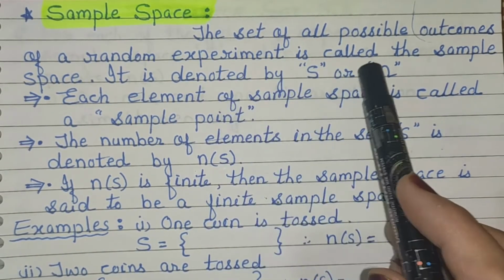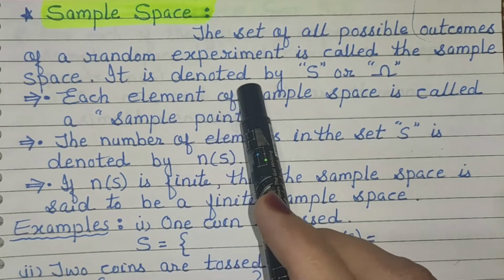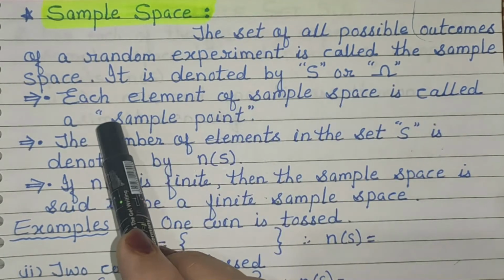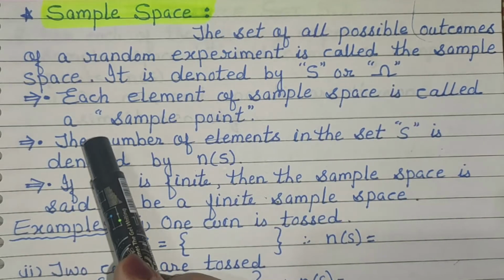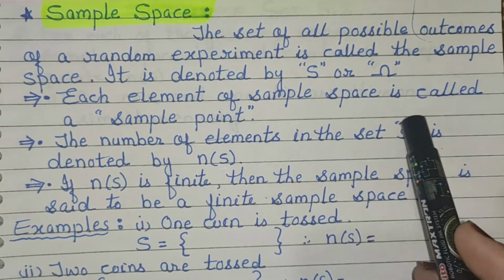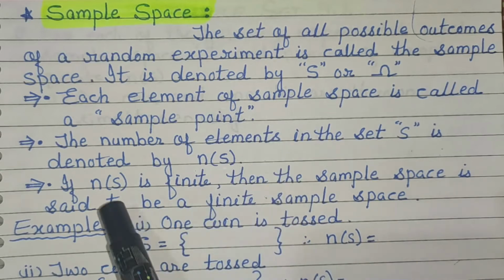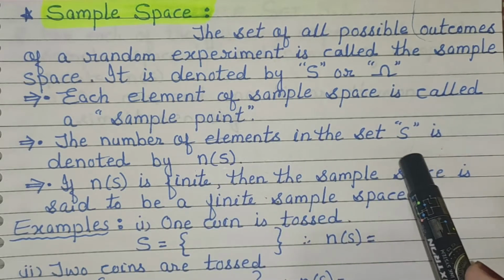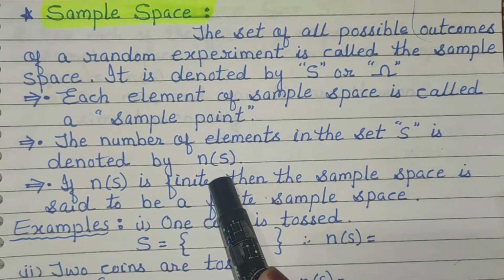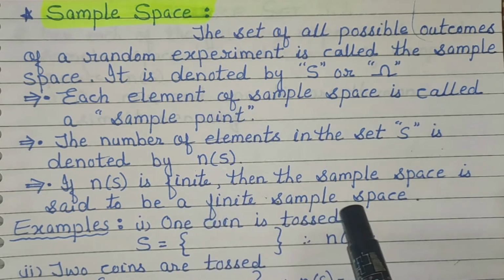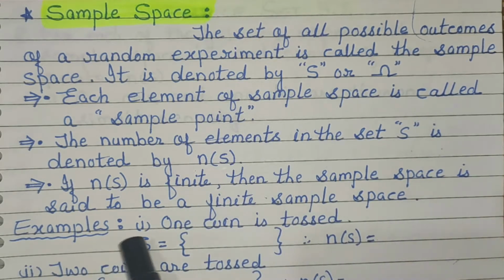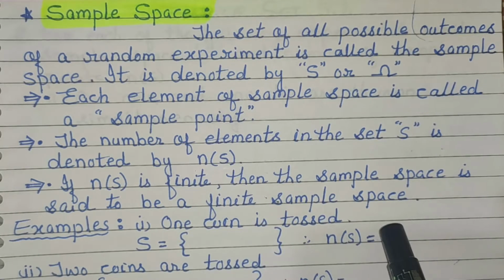The set of all possible outcomes of a random experiment is called the sample space. It is denoted by S or omega. Each element of the sample space is called a sample point. The number of elements in the set S is denoted by n(S). Next, if n(S) is finite, then the sample space is said to be a finite sample space.